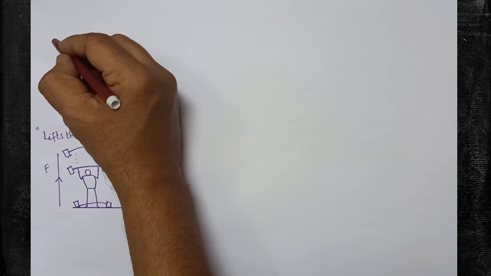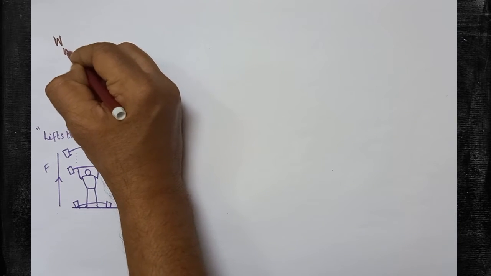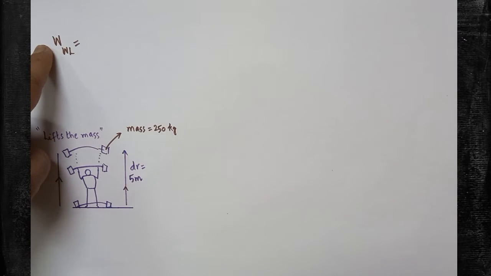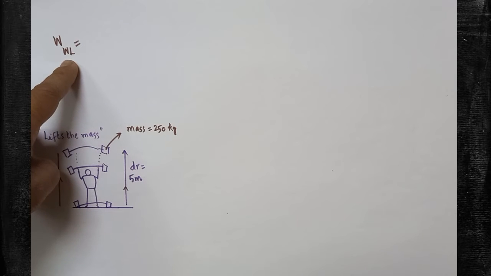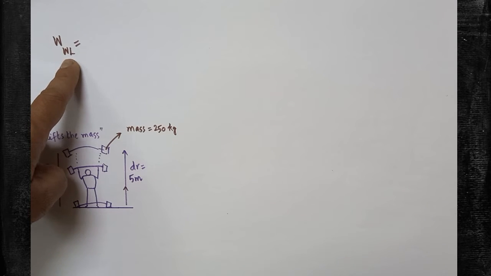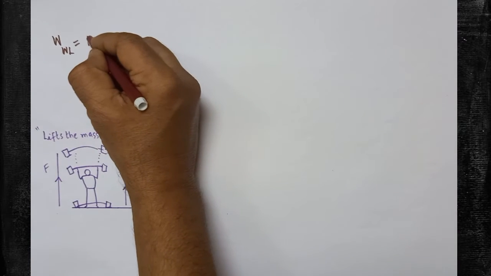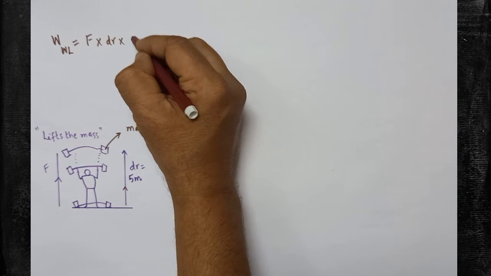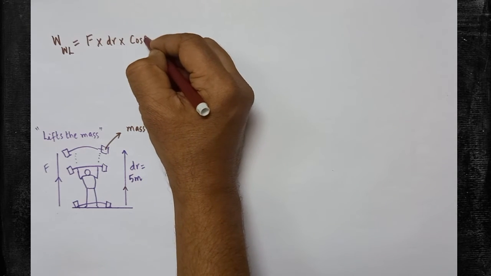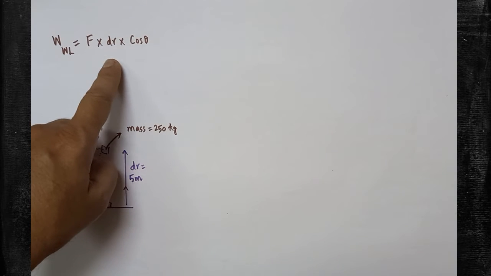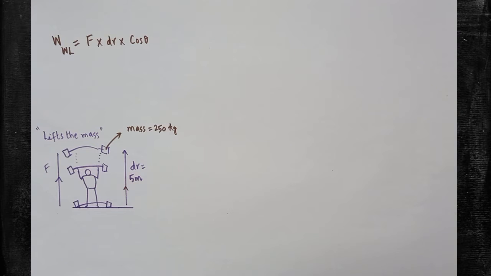First we will calculate the work done by the weightlifter. W is for work done, WL for weightlifter. What is the general formula? Force into displacement. The angle between force and dr is theta. So the fundamental formula is F into dr into cos theta.